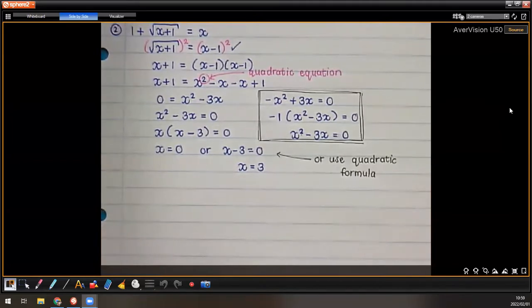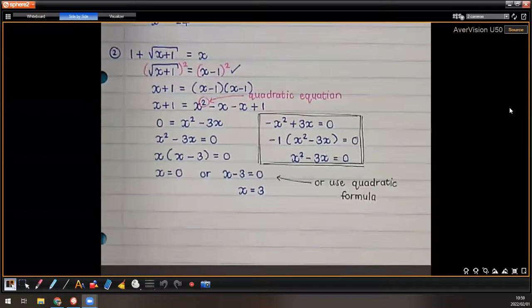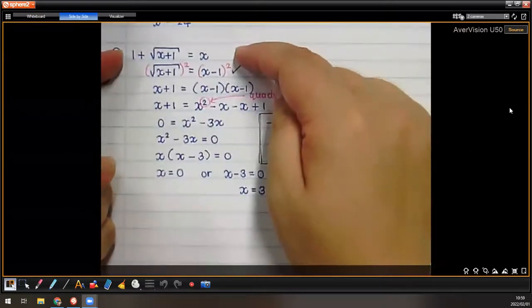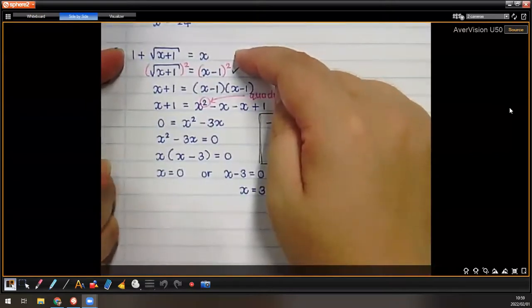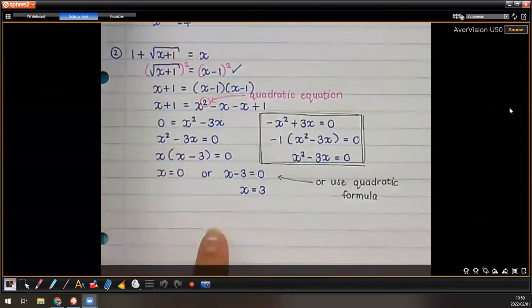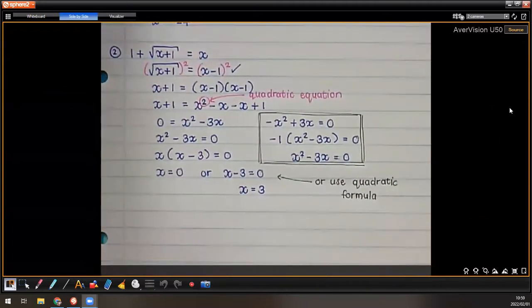Okay, now guys, to that question, when we started with this equation, was it a quadratic equation? Was there any x squared? No. But somehow we ended up with an x squared. How did that happen?